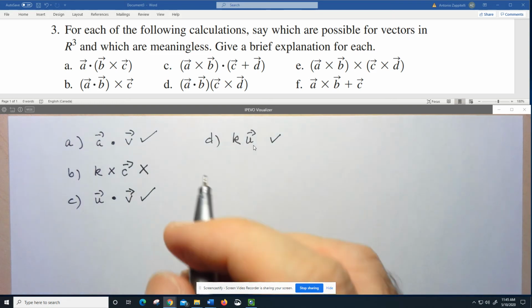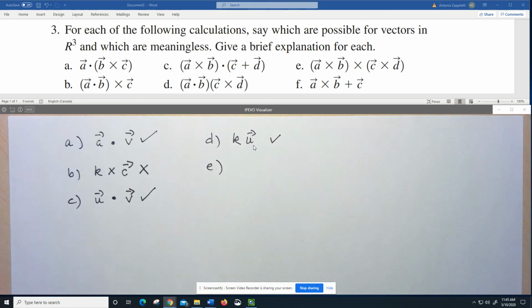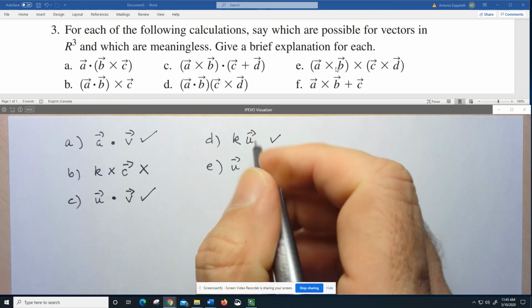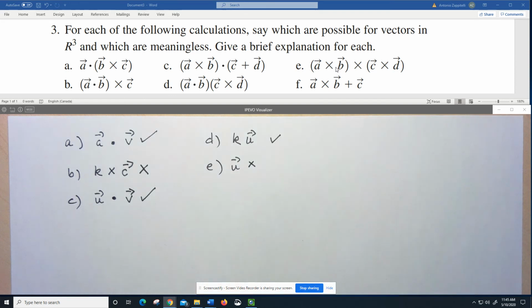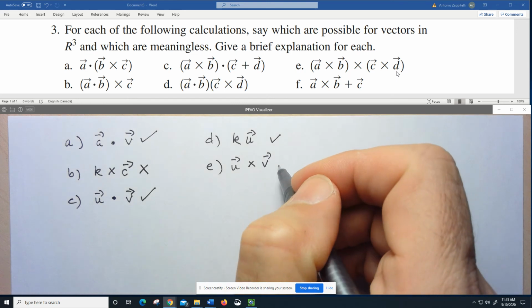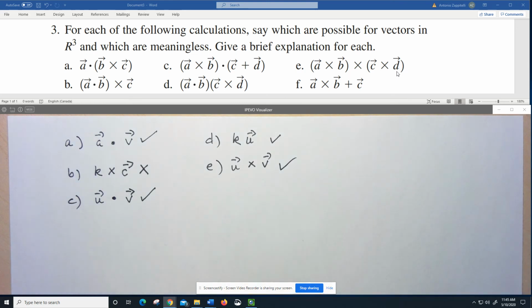All right, let's go to E. Okay, I look at this first operation, A cross B gives me a vector. Okay, and then I'm crossing that with another cross product, which again gives me another vector. All right, and of course I can cross two vectors. So it looks like that one is good.